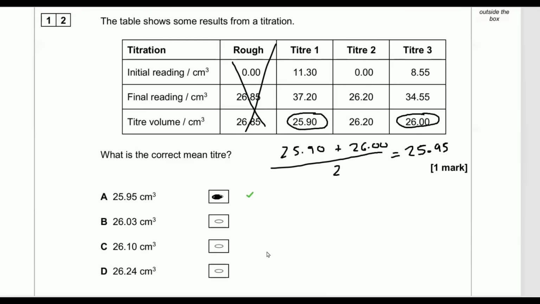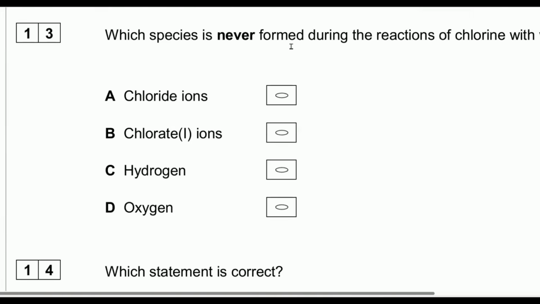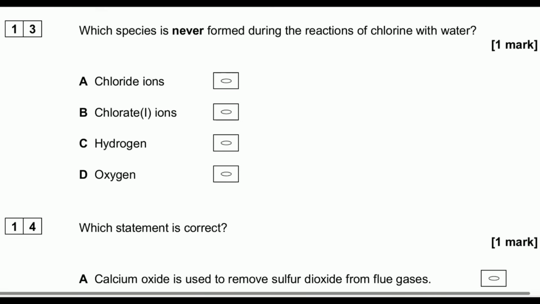Let's move on. Part 13, or question 13, coming up next. So, question 13, which species is never formed during the reactions of chlorine with water? So we've got A, chloride ions, B, chlorate 1 ion, C, hydrogen, or D, oxygen.